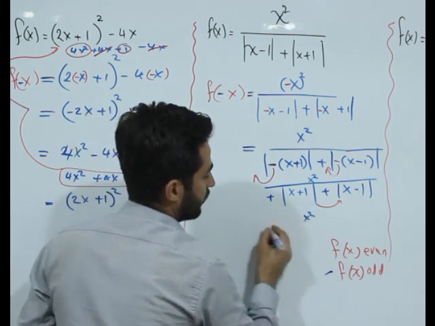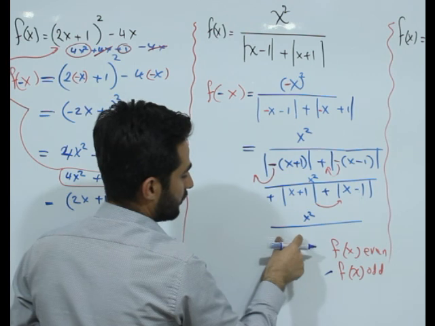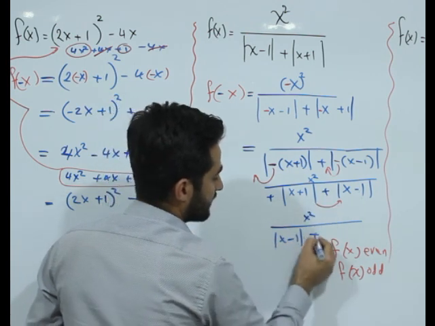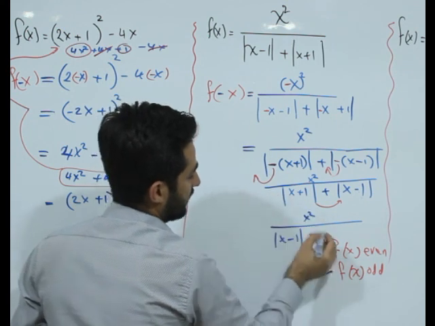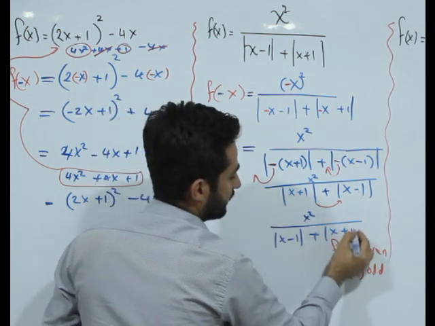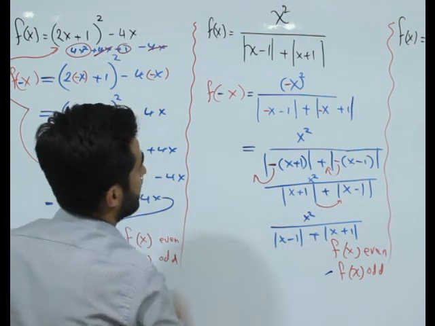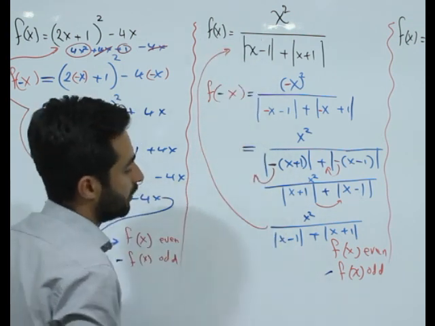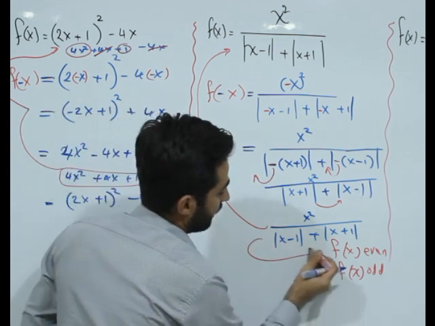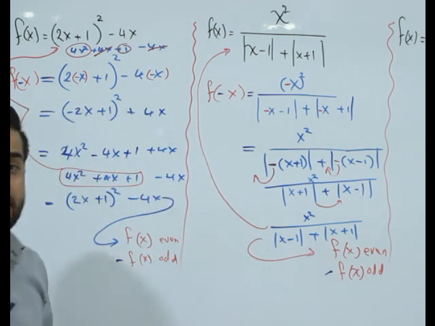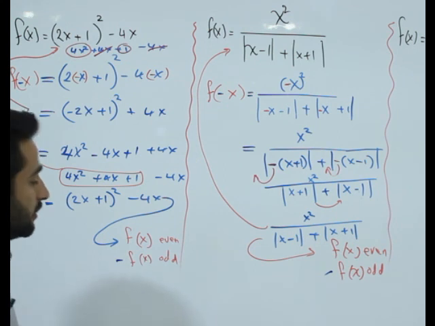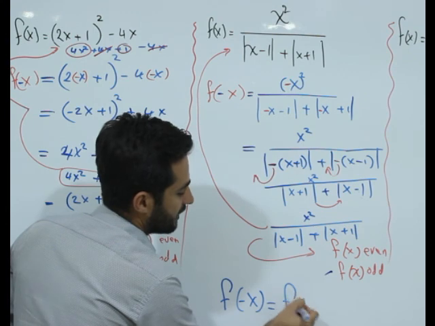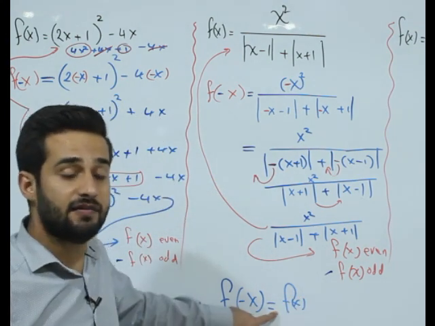Let me write again x squared over, bring this to front, x minus 1 in an absolute value plus x plus 1, we can write here. That's it. This is same as the previous function. So this is equal to f of x, and this function is an even function. So f of minus x is equal to f of x, and it is an even function.